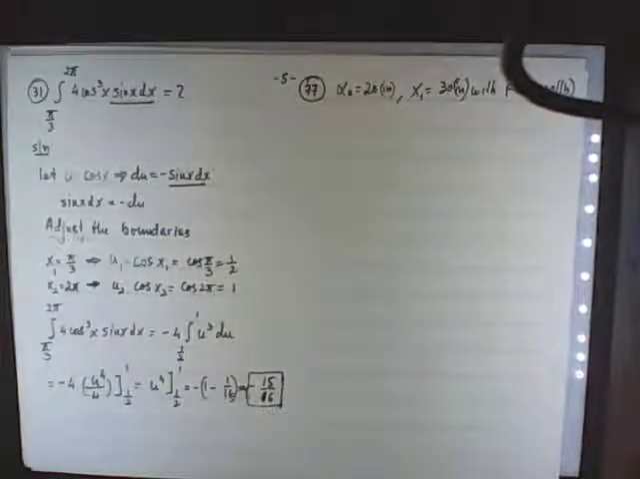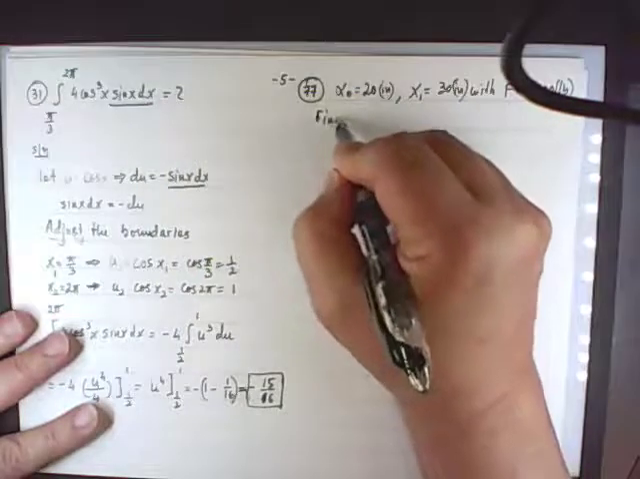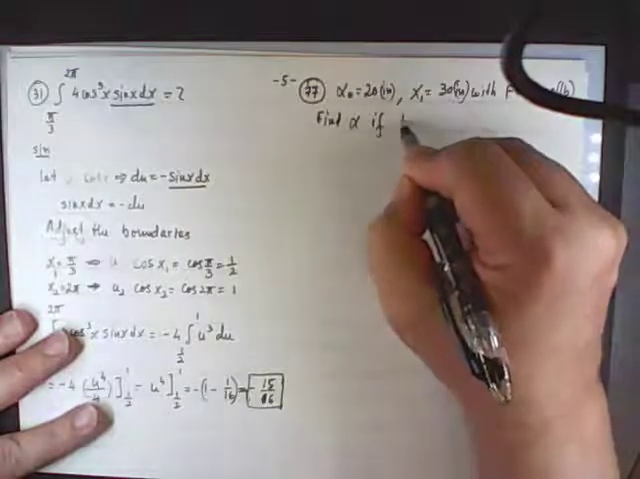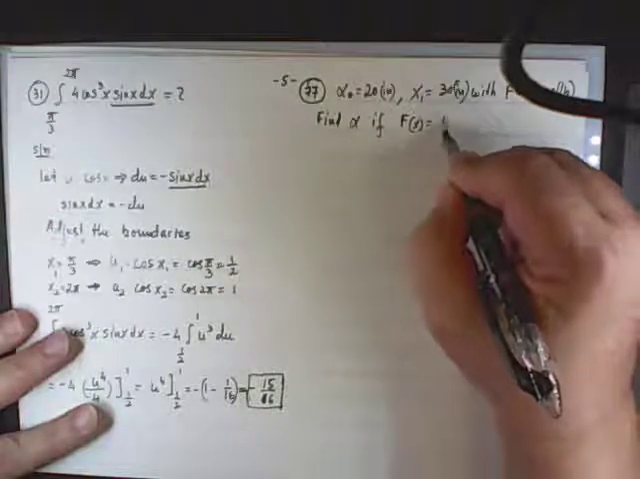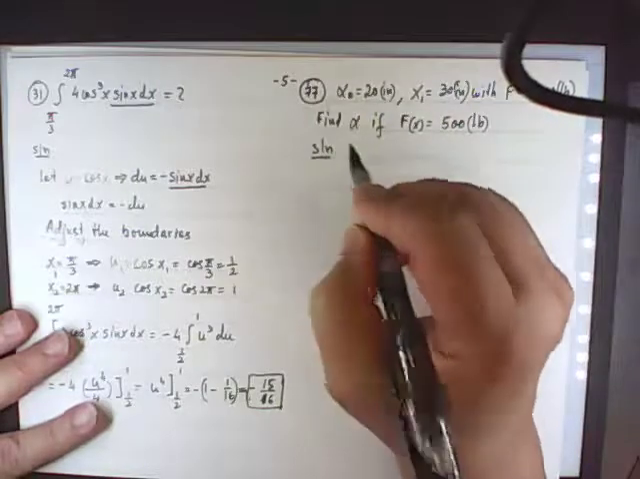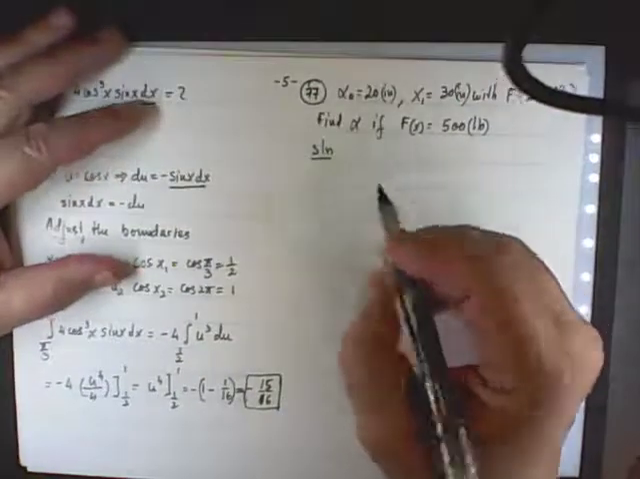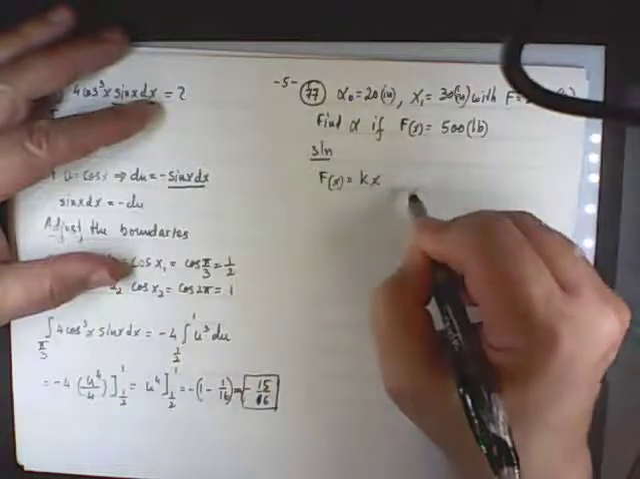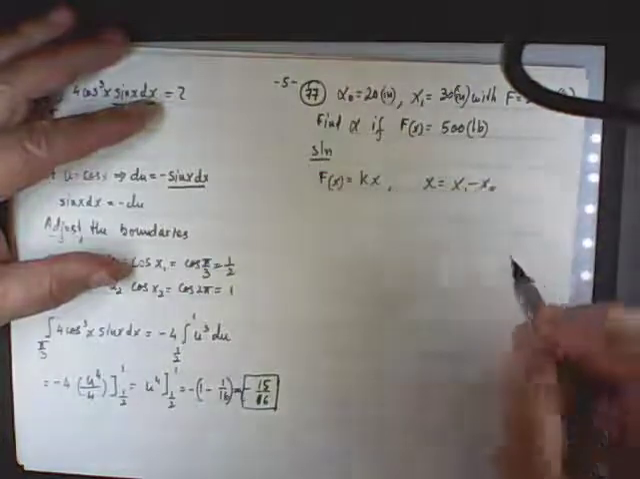Okay, how far beyond its natural length will 500 pound stretch the spring? So find x if f of x equals 500 pound. The key, whenever you have a problem like this, is to find the k, measured from x sub 0, from the natural length. So f of x equals kx, where x equals x sub 1 minus x sub 0.